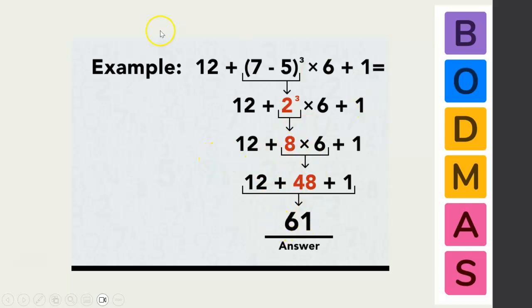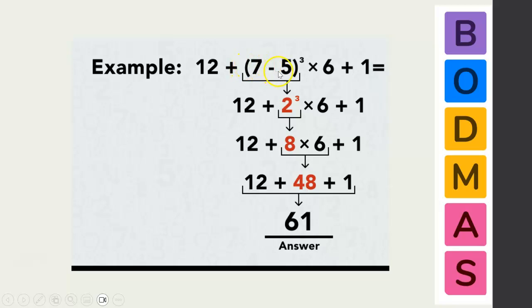In use, let's say you had a question like this: 12 plus 7, bracket 7 minus 5 cubed, times 6 plus 1. First off, I'm looking at this, and I'm looking at BOMDAS. Remember, B is brackets, then orders, division, multiplication, addition, subtraction. So what's the most important one? Brackets. B is at the top. Do I have any brackets? Yes, I do. So I'll do whatever is inside the brackets first. Anything else outside of it, forget it.